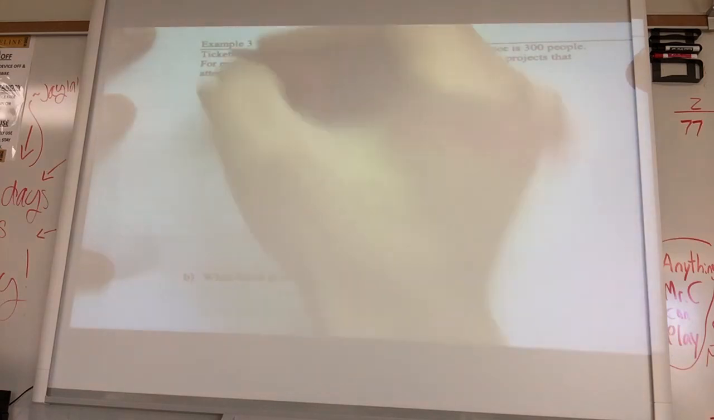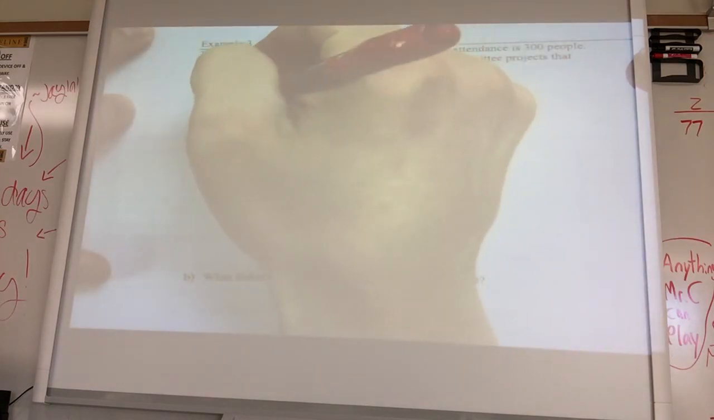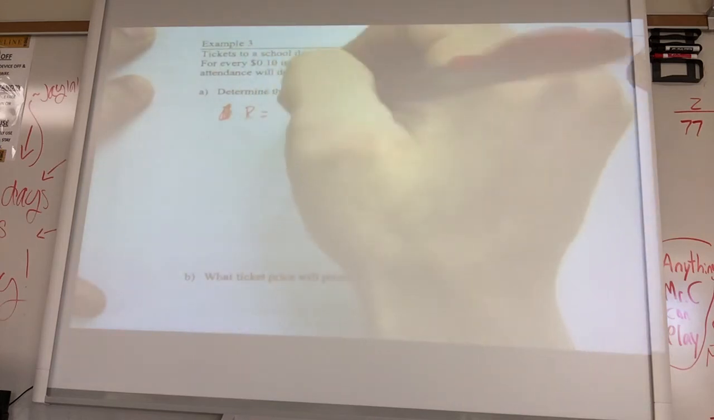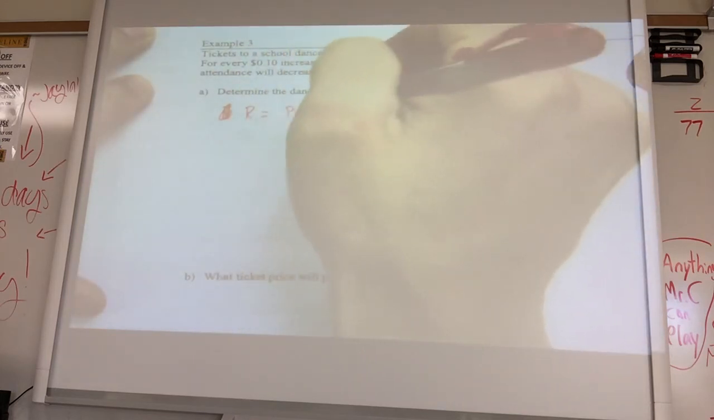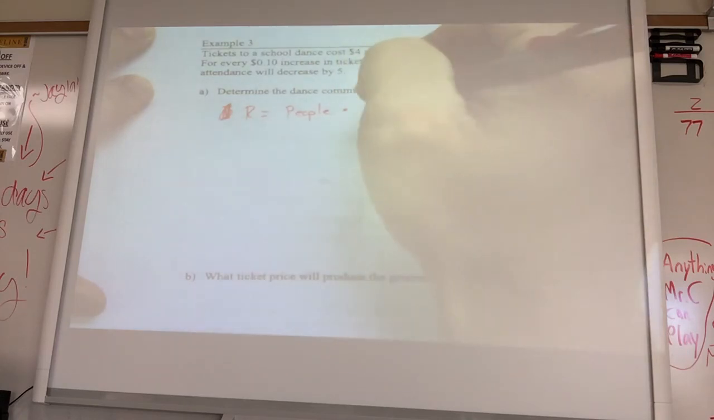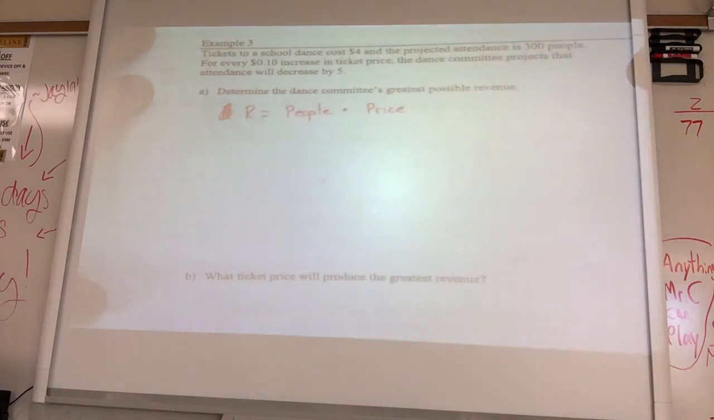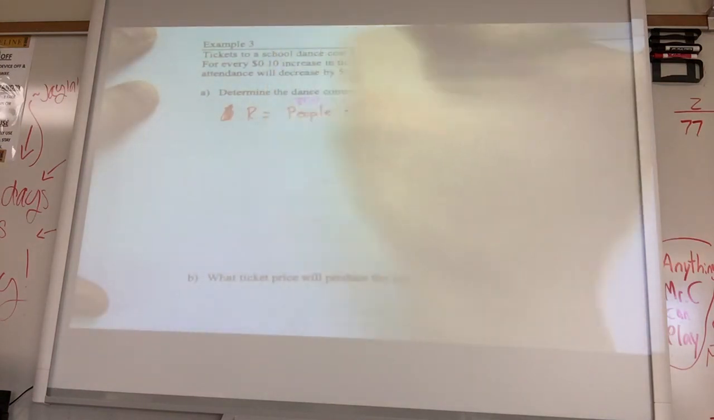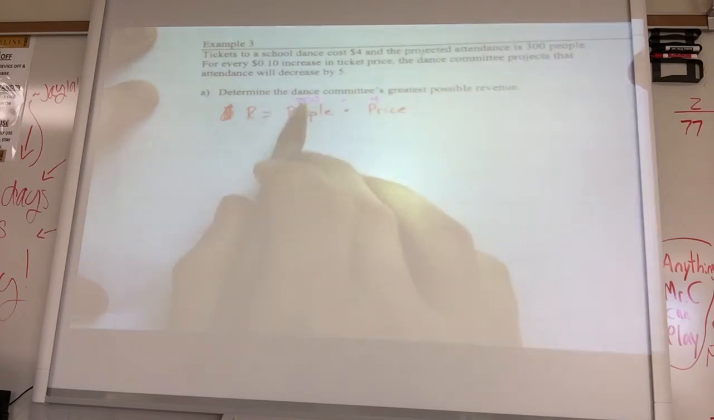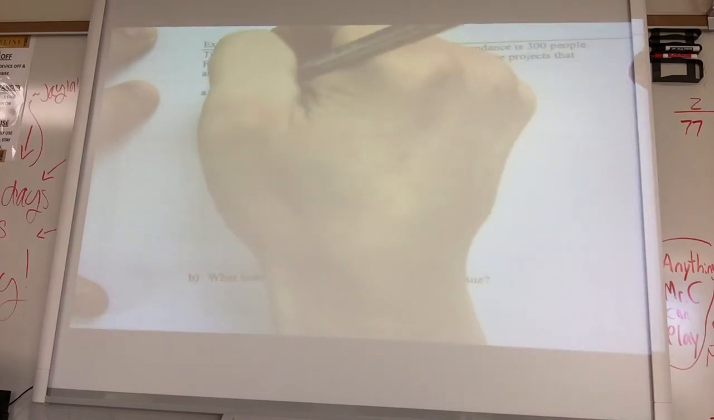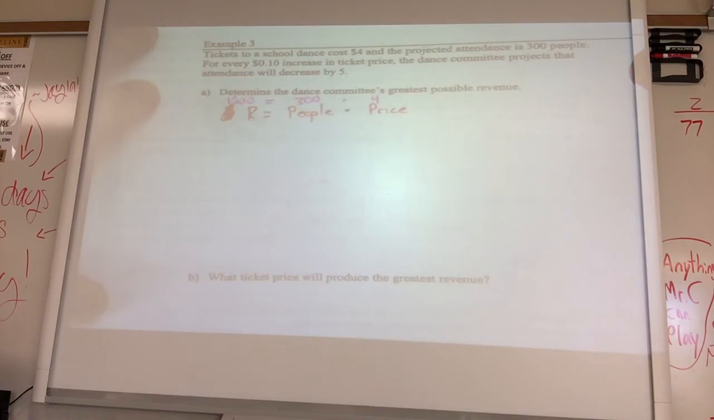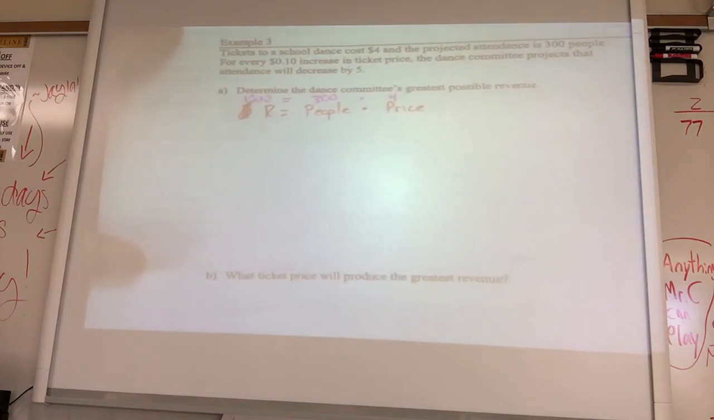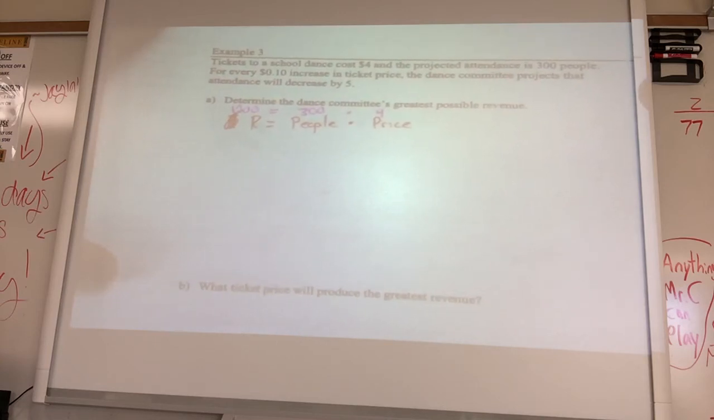So right now, to realize the revenue, let's call it revenue. The revenue, you've got 300 people, so people being multiplied by price. You have 300 people times $4 per person. So 300 times 4. Your total revenue at the moment is $1,200.